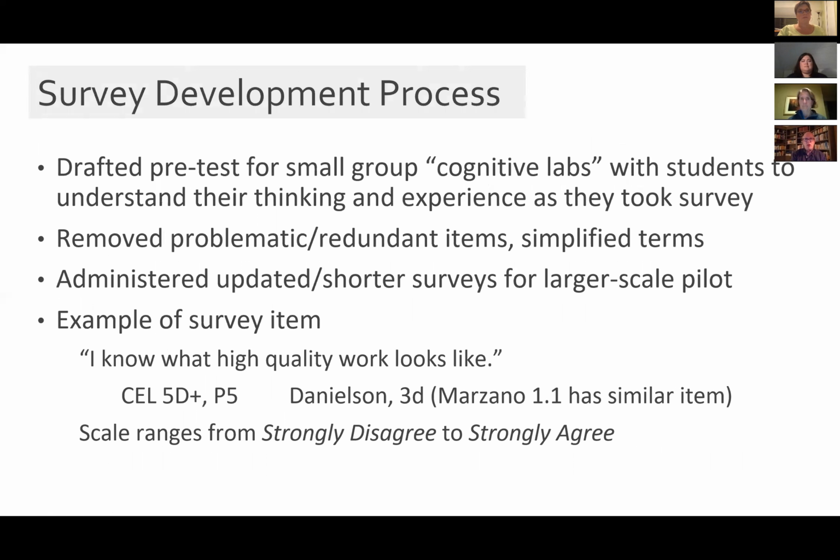So once we had all those items, we drafted some pre-tests that we ran through with some small groups. It's called cognitive labs, where students take the survey and they talk out loud so that we can understand their thinking. So they might say, oh yeah, this is a really easy one. And we would time them to see how long it would take. And sometimes they would have an inquisitive look on their face, and we would take notes on that. And after they were finished, we would go back to items that seemed to be problematic or seemed to take a long time, and we would have them talk about what was going through their mind.